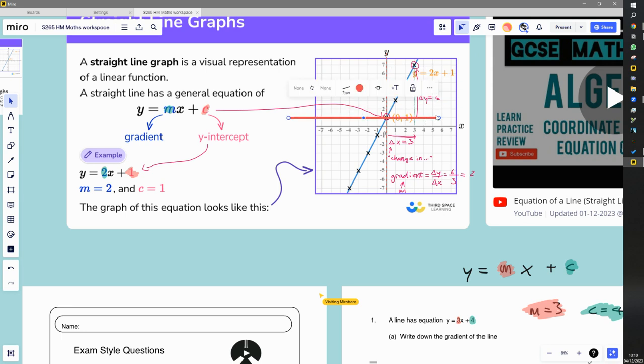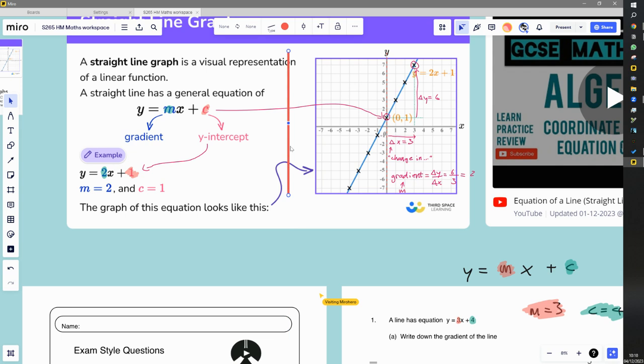Likewise, you can have a vertical line, in fact. And this time it wouldn't have y in the equation. This would be different to what we've got here. It would be x is equal to something. And this is x is equal to -5.